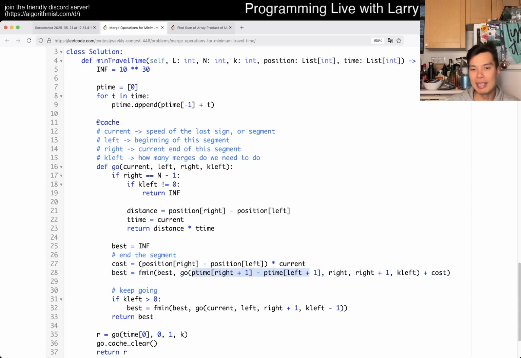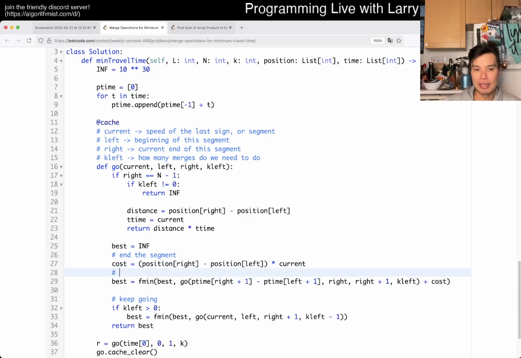And here it is just the sum of the time from right all the way to left plus 1, right? So yeah, sum of time from left plus 1 to right, inclusive, right? So that's basically it. And this part we do it in one way by using prefix sum.